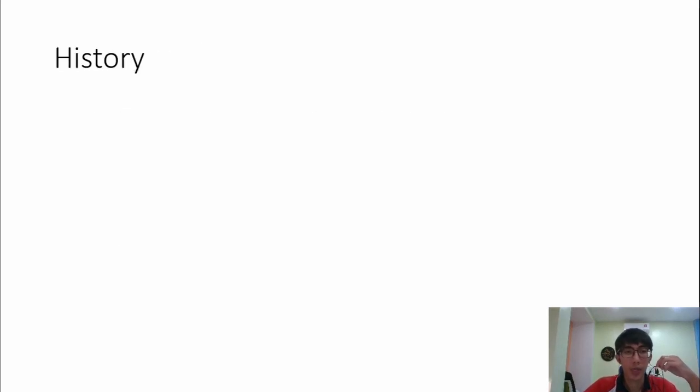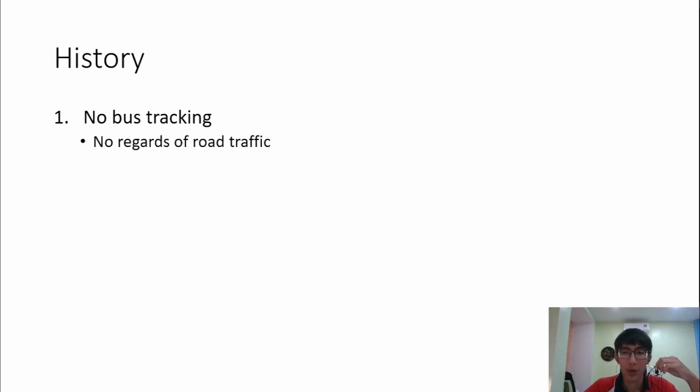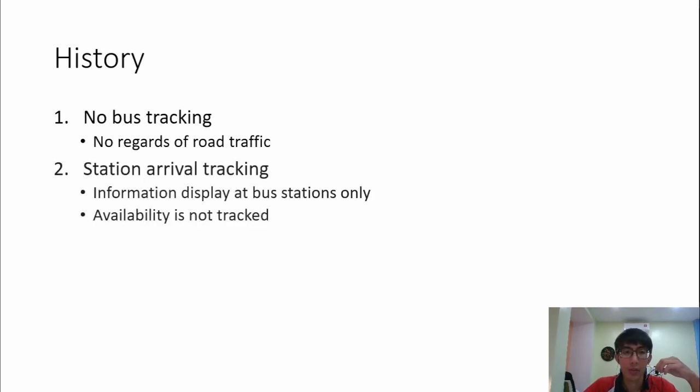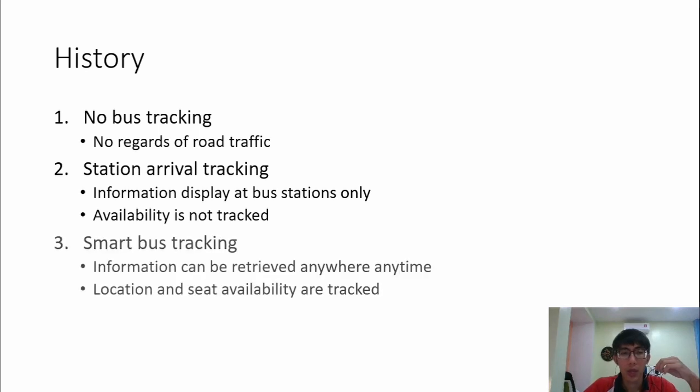In the past, there was no bus tracking. Buses are expected to arrive at the bus station at a fixed time interval. Then comes station arrival tracking, where bus arrival information is displayed only at the bus station. Today, we can have smart bus tracking, where information can be retrieved anywhere, anytime, on any smart devices. Both the locations and seat availability are tracked in real time.